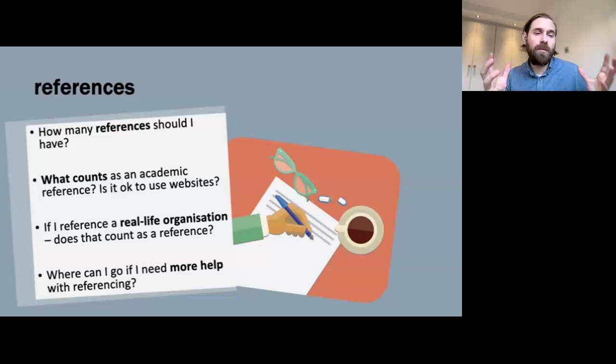So we want to see it from peer-reviewed journals. If a real life organization covered this, does it count as a reference? No, unless it's an academic article itself. No, it doesn't count as a reference.